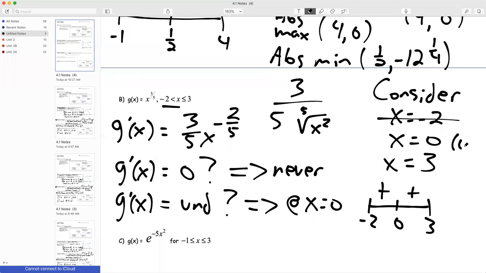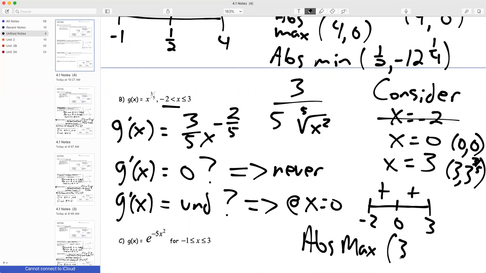So if I take 0 and plug it into the original, it's going to give me 0, 0. And if I take 3 and plug it in, it's going to give me 3 raised to the 3/5. Therefore, I have an absolute max at 3 and 3 raised to the 3/5. And there is no absolute minimum. And there's not an absolute minimum because it is an open interval at -2.